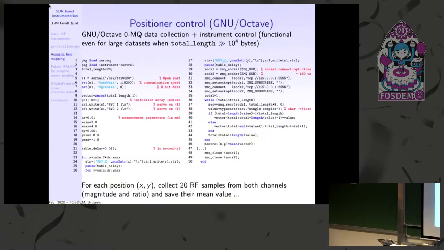And the only way I found to make sure that I'm synchronous between my positional motion and my 0MQ stream is to close the socket and open it again when I'm at a new position. So in this example, for each position X and Y, I collect 20 radio frequency samples.